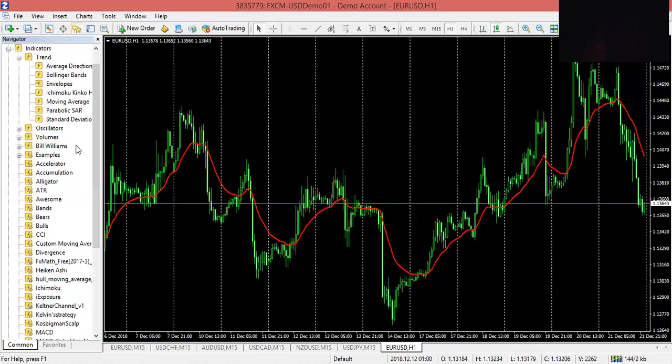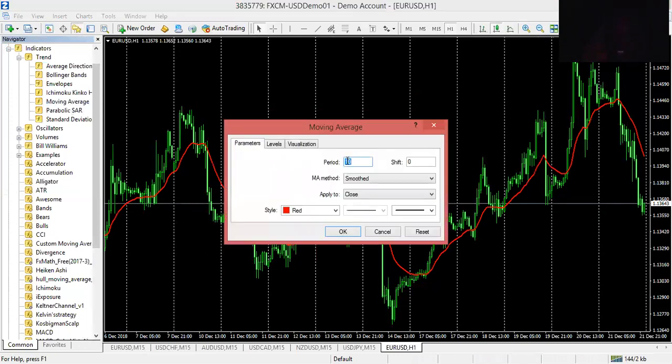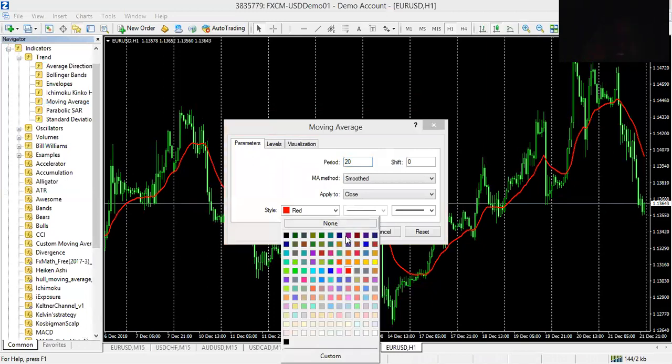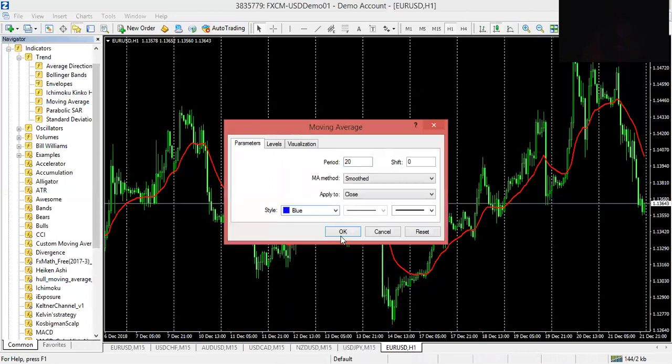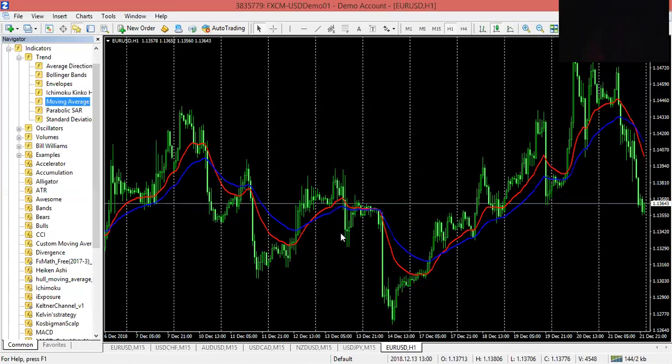So you can do the same thing: you drag the same moving average from here and drop it here. Then you edit the parameters. You can make this one 20. Then you change the color to, let's say, blue. Let's make it blue. Is this blue? I think this should be blue. And click OK.